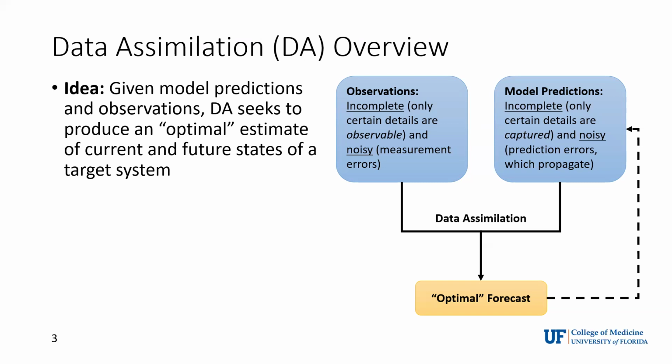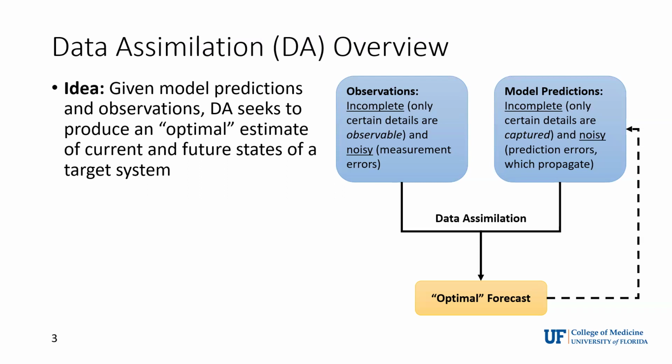And what that means is that we also get a lot of prediction errors, right? Instances where our model prediction deviates from reality, and then these errors propagate and they get worse. So the whole idea for data assimilation is, given these two sources of imperfect information, we're going to make some kind of optimal forecast, and then we'll usually feed that back into the model, and then we do these kinds of loops.